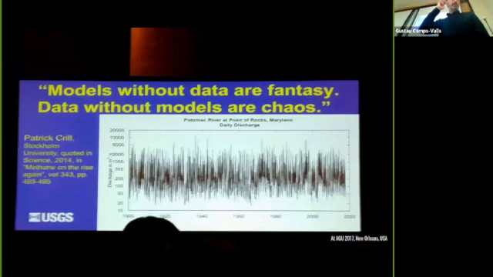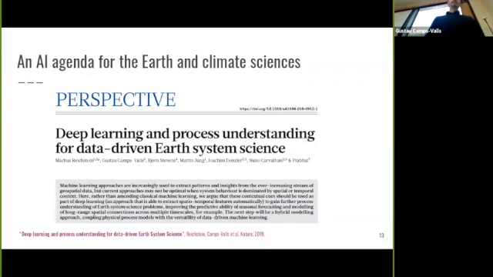The truth is that when I first attended a geoscience conference, almost 10 years ago, this was what I saw: models without data are fantasy, data without models are chaos, or kind of chaos, right? Just promoting the idea. I mean, this is the standard feeling in the climate sciences. We need data, and at the same time, we need models to understand better what the processes are, right? And this was particularly our aim in that paper, right?